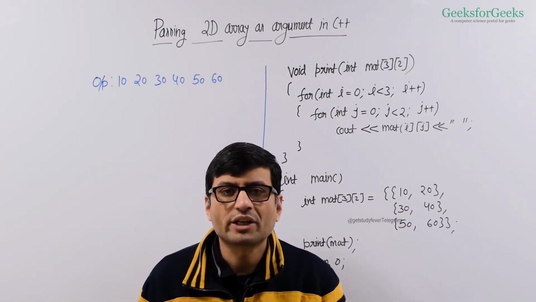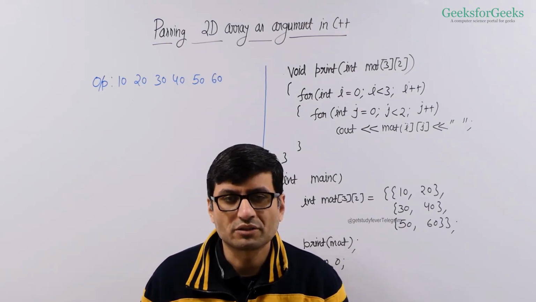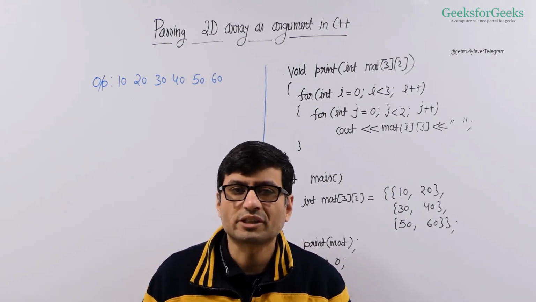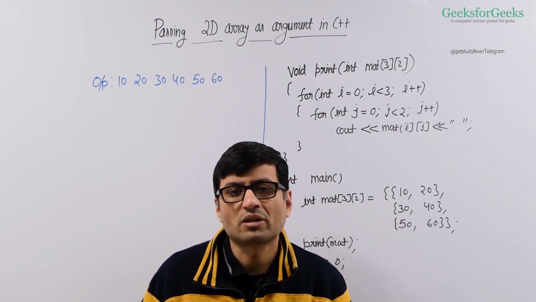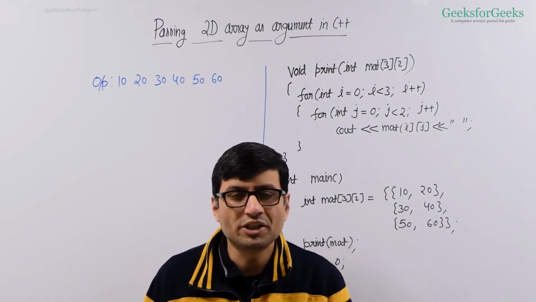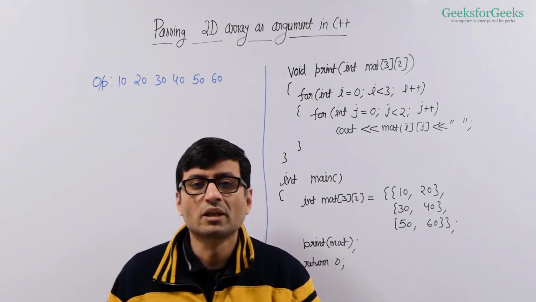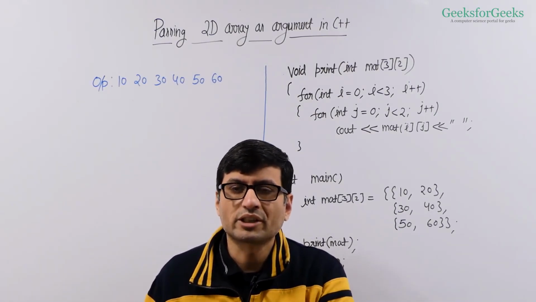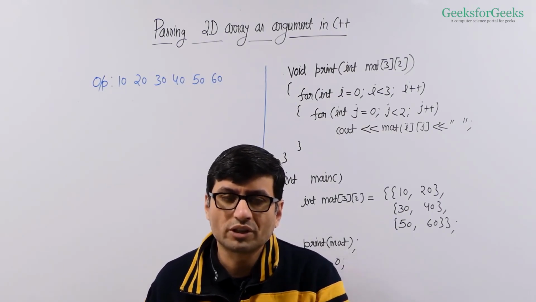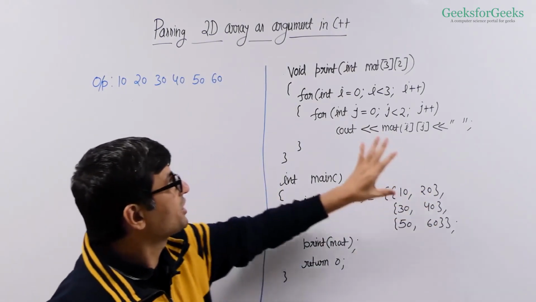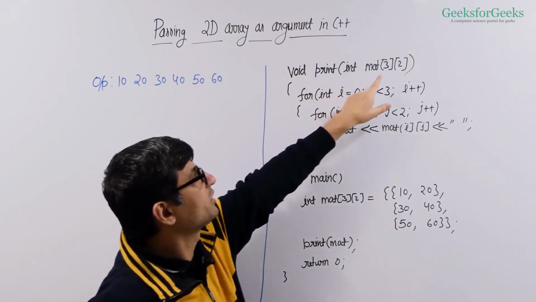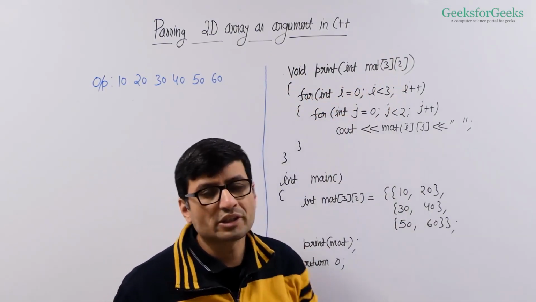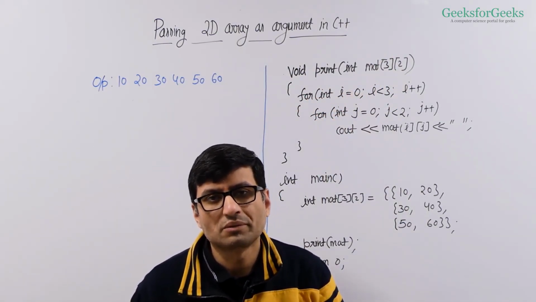What if we wish to write a general purpose print function or any other function that takes a matrix as an argument? For example, transposing the matrix or anything which you want to do on the matrix. We want to call this function for different sized test cases. The matrix can be 4 cross 5 or 10 cross 20. But with this implementation, this function is supposed to receive only a 3 cross 2 matrix. How do we handle this problem?